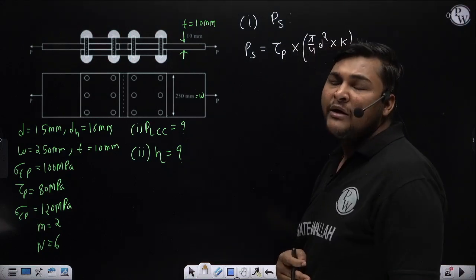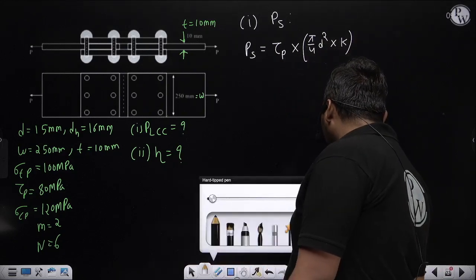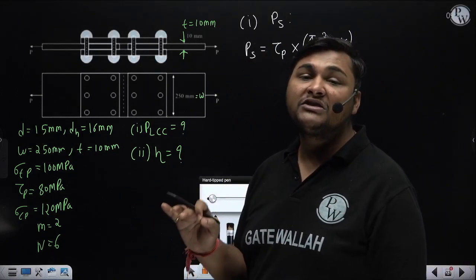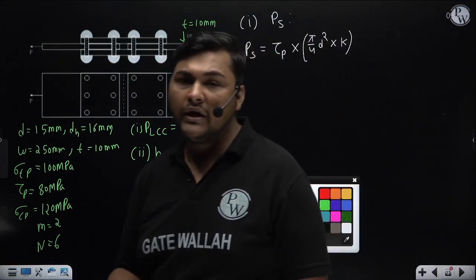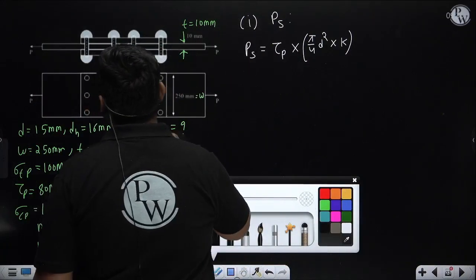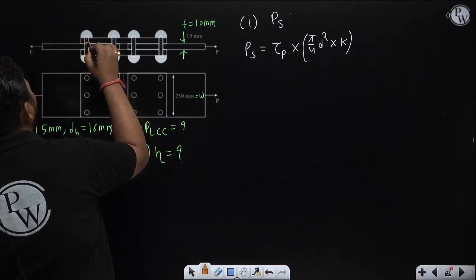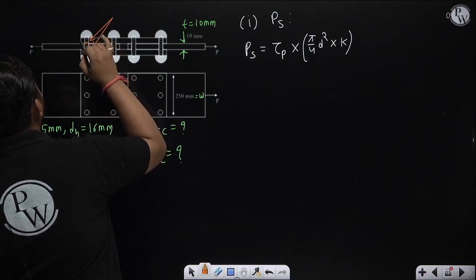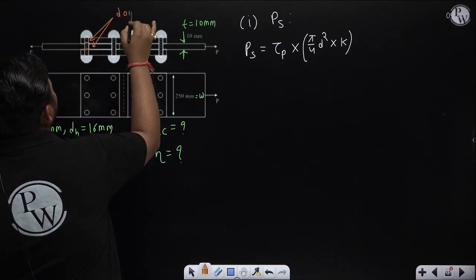Where k is 1 for single shear and k is 2 for double shear. So first we need to see whether one rivet is subjected to single shear or double shear. It is a double strap plate butt joint. In a double strap butt rivet joint, one rivet will always be subjected to double shear. We can check also. If you focus on any of the rivets, this load P will try to shear off this rivet from this plane and from this plane also. So from this diagram you can see that in one rivet shearing is occurring from two planes, means it is subjected to double shear.